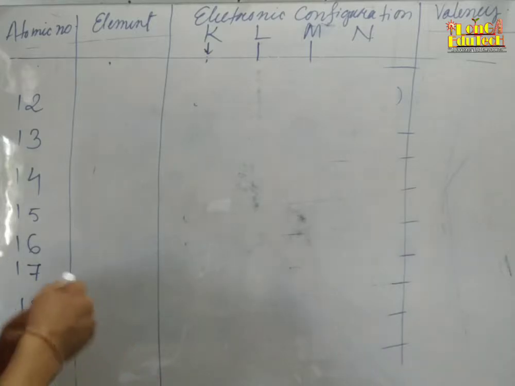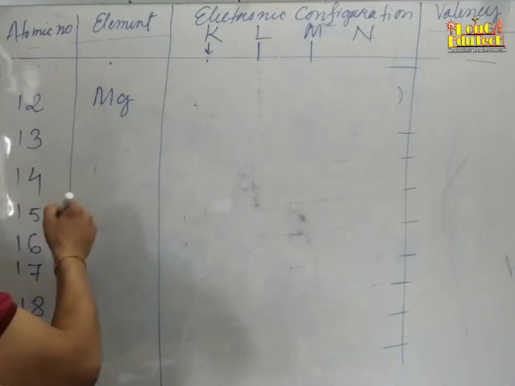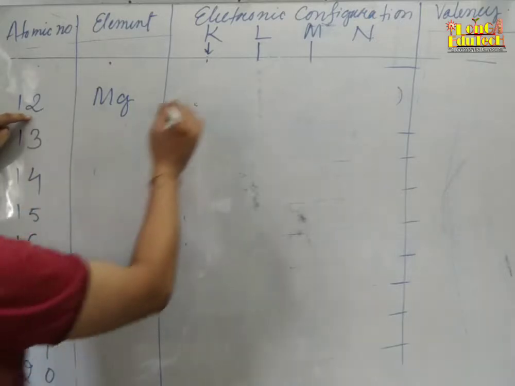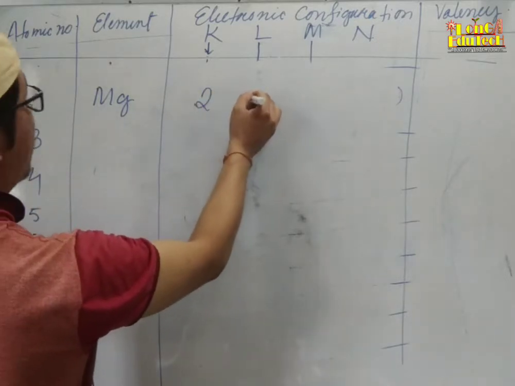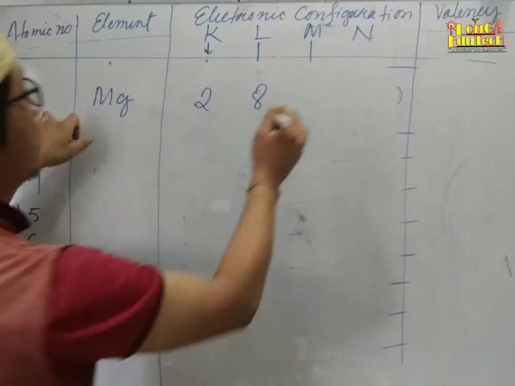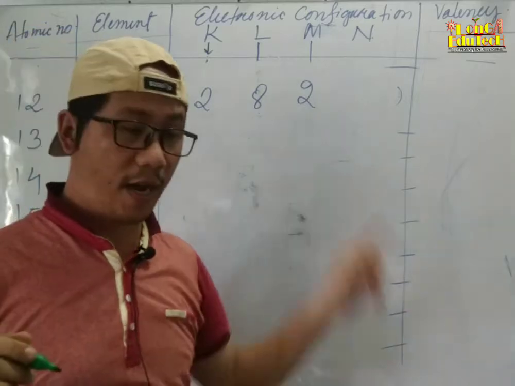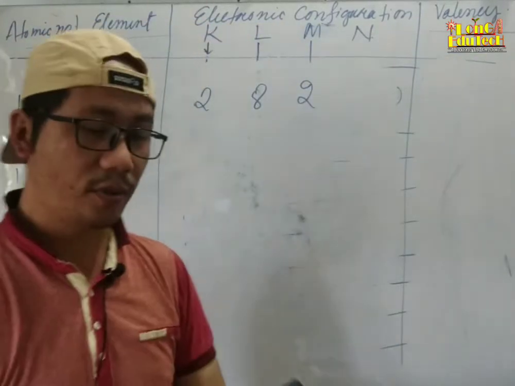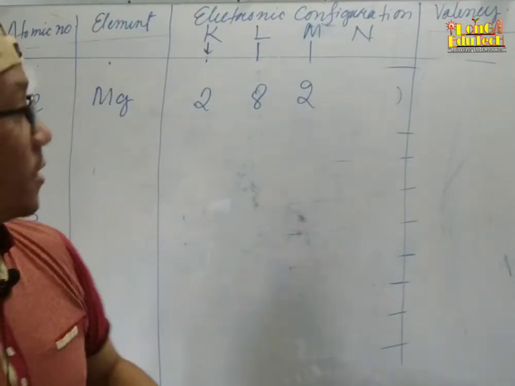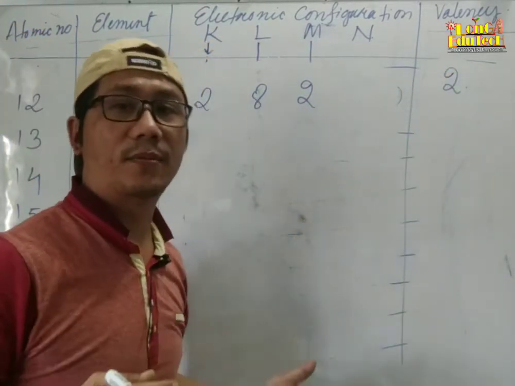The next element with atomic number 12 is what? That is magnesium. Magnesium has 12 electrons, so it will have 2, 8. Already 2, 8 is 10. Then how many electrons remain? There are 2 remaining. So it will be 2. So you see here, the last cell has how many electrons? It has 2 electrons. Right. So it has 2 electrons, then its valency also will be 2, as we discussed before.